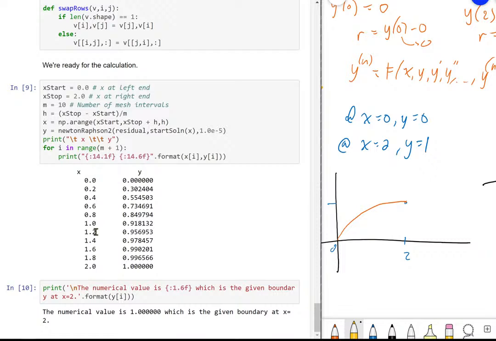Here I say we print to you the result from 0 to 2, which is correct, no? From 0 to 2, the answer should be 0 and 1. Which is correct, no? And 0 to 2, which is 1. So the numerical value is 1, which is the given boundary at x is equal to 2. So then we can conclude that our numerical method here is accurate.